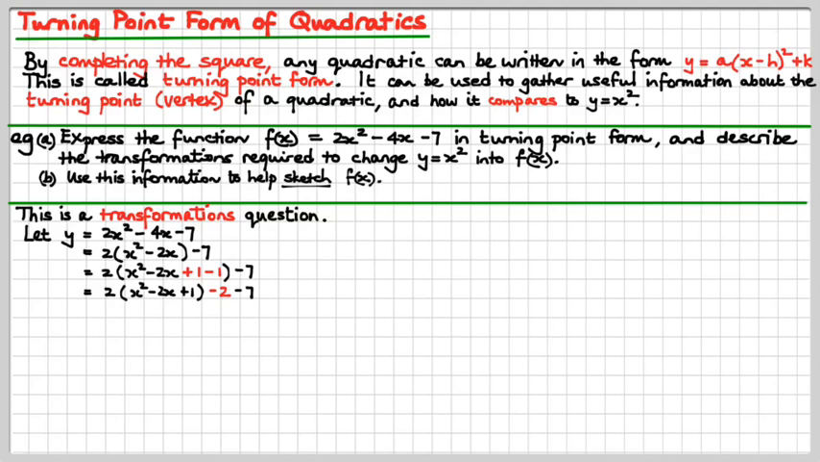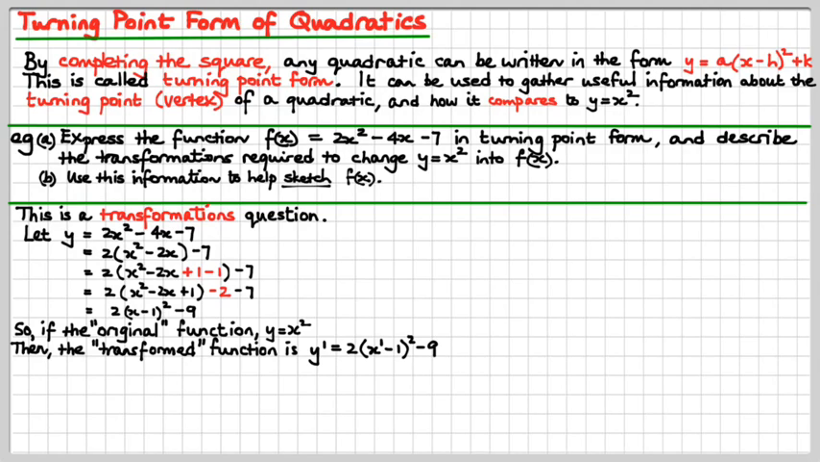Now don't forget to multiply by 2, right? 2 out here. 2 times minus 1 is minus 2. So that gets you a minus 9 of all that stuff. So it's going to be 2, open bracket, x minus 1 all squared minus 9, right? Now, this is the amazing thing. So if the original function was y equals x squared, then the transformed function is that thing there, right? I'll put the dashes in, see the dashes? To show that that's the transformed model.